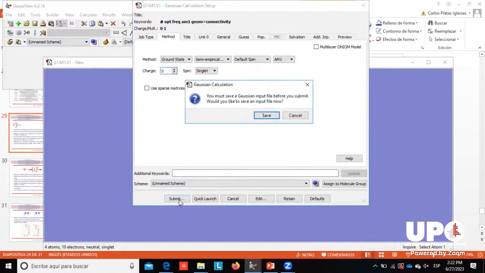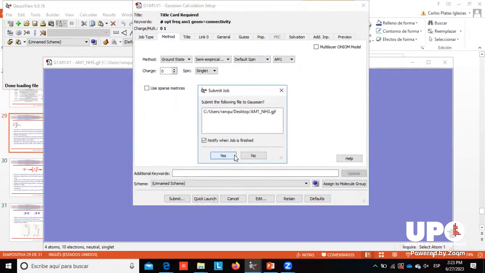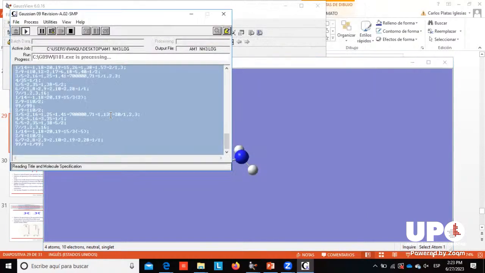So clicking submit, we get a message that tells us that we need to save our input file. We can save it anywhere. I'm working in the desktop, doesn't matter. So I will save this file as AM1NH3, for instance, so that I recognize what is there. Save. And then we get this question, submit the following file to Gaussian, and we simply answer yes. And now the program should run.